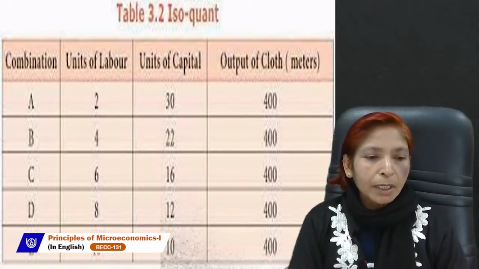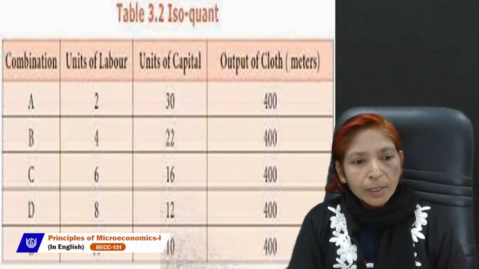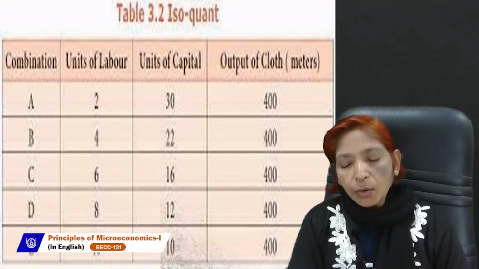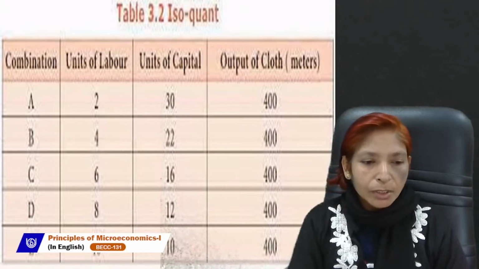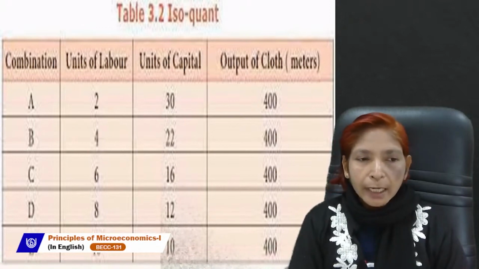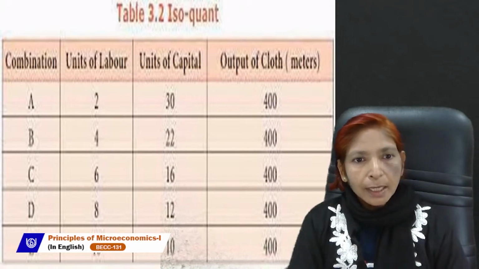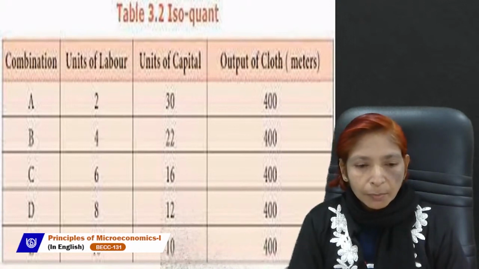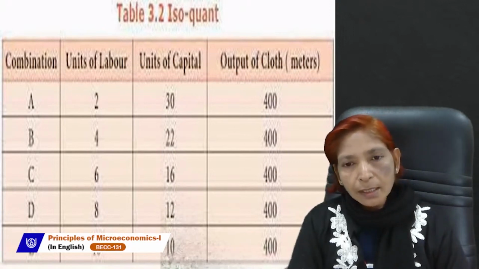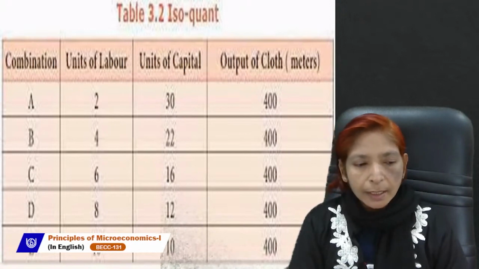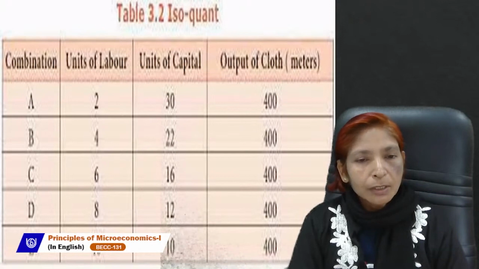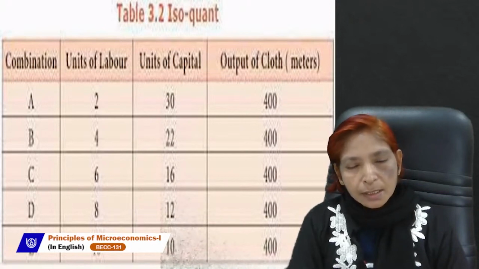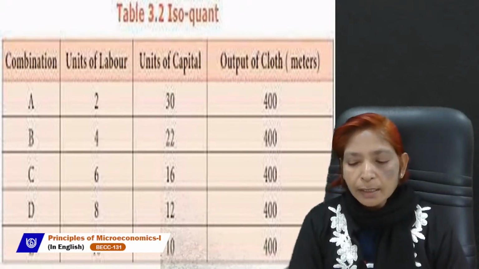At C combination, the units of labor is 6 and the units of capital is 16, and the output of cloth is same 400. If we choose D combination, when 8 units of labor and 12 units of capital is employed, then we are also getting same level of output 400. And at E combination, here units of labor is 10 and units of capital is 10 employed and getting same output 400.